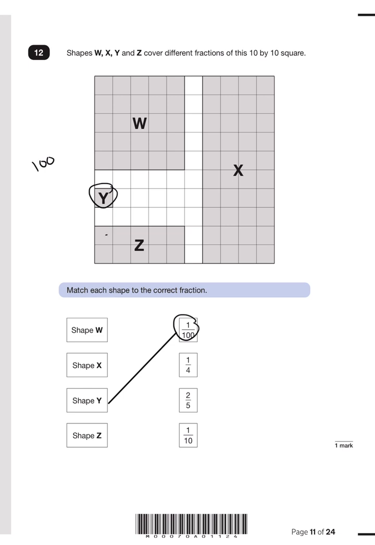Z has 1, 2, 3, 4, 5. 5 times 2 is 10. So that would be 10 over 100. If we simplify that, dividing by 10, we get 1 over 10, a tenth. Do we have a tenth? We do. And that would be Z.